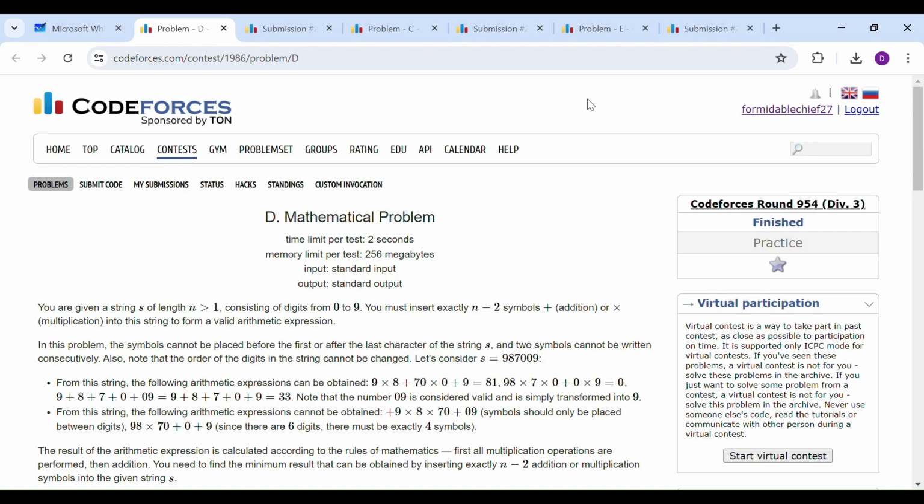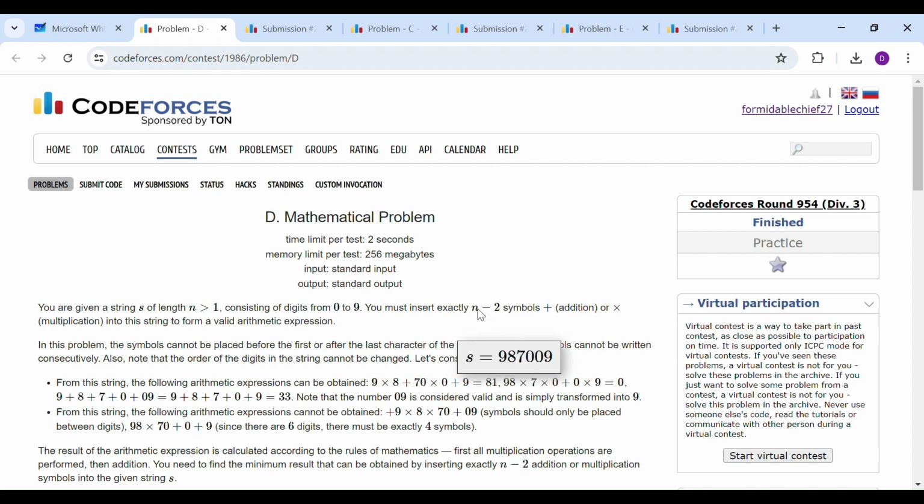Today we will be solving round 954 mathematical problem. You are given a string of length more than 1 consisting of digits 0 to 9. You must insert exactly n minus 2 symbols, either plus or multiplication, and then after finding the arithmetic result of your equation that you made, you need to return the minimum possible result.